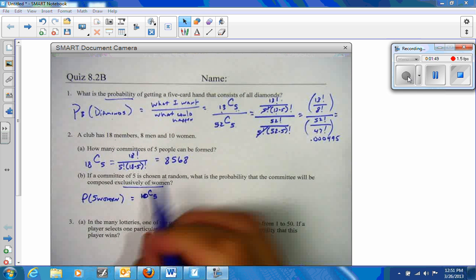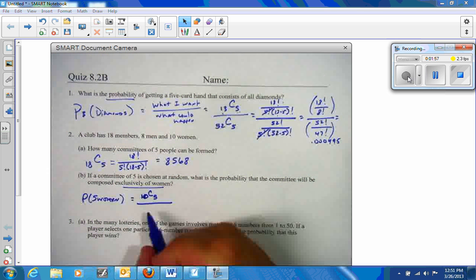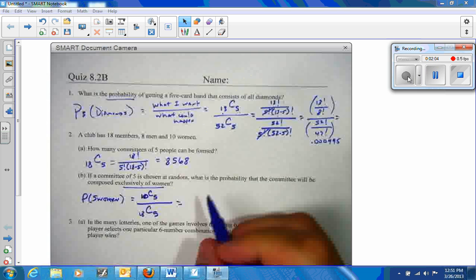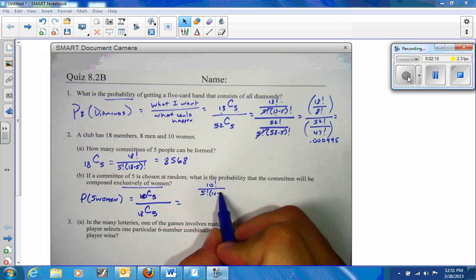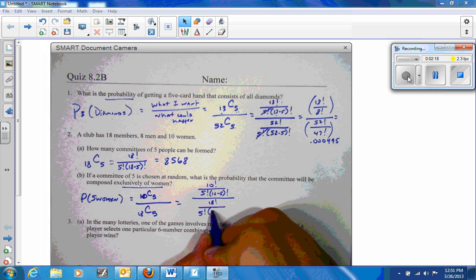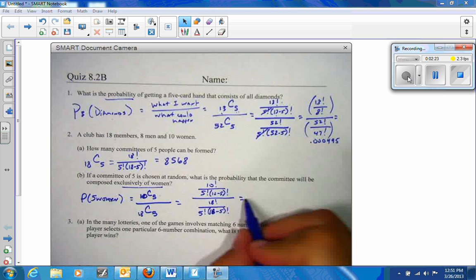All right. So this is what I want. I want women. So there'll be 10, and we have a combination of 5. So I want 5 women. Now, what could happen? Well, I have 18, and I'm going to choose 5 of them. So in this case, what you end up getting is 10 factorial over 5 factorial times (10 minus 5) factorial, over 18 factorial over 5 factorial times (18 minus 5) factorial. And when you put that in the calculator, what you end up getting is 0.0294.